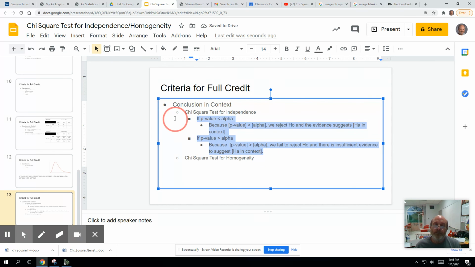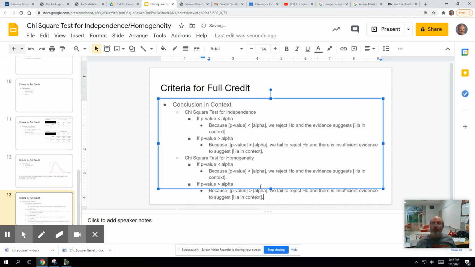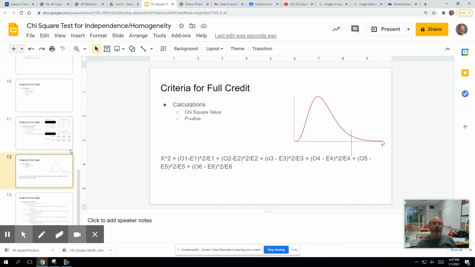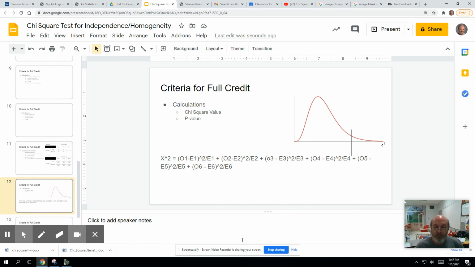Great thing is, these are the same for both tests: the chi-square test for homogeneity and the chi-square test for independence. Very, very similar to all of the hypothesis tests we've done before. This time we're just doing it with two or more populations with categorical variables. So that's part one of your chi-square test. Next, we'll do an example.